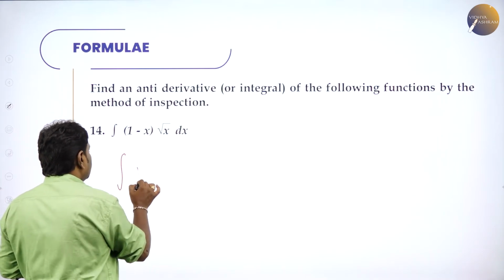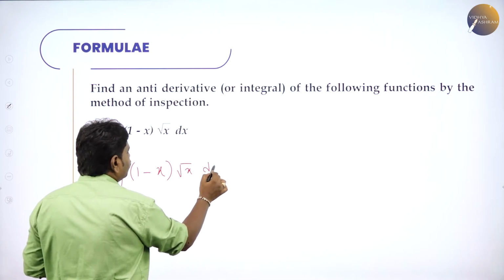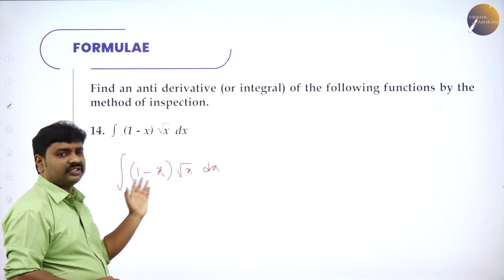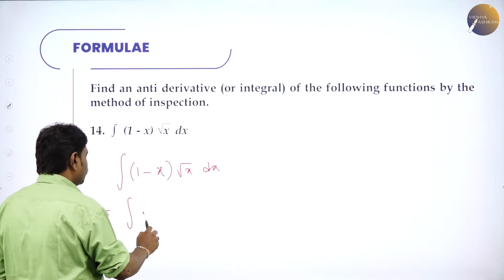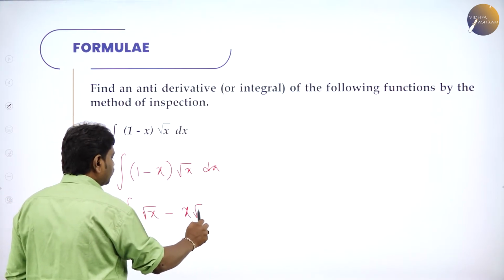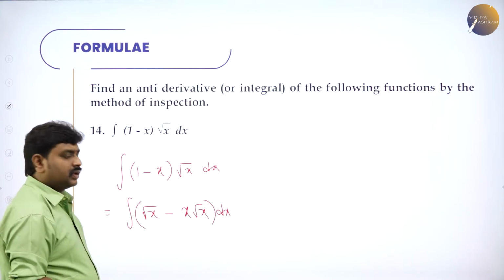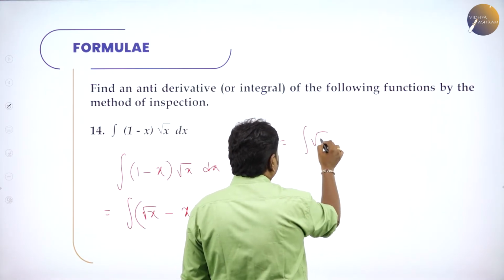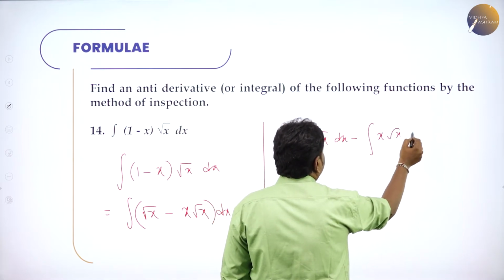integration of 1 minus x into root x. Very simple. Outside we have one term, in brackets we have two terms. First you multiply this, it will become simple. Multiply it. Can I write it as 1 into root x is root x, minus x into root x is x root x, dx. Now simplify this, it will become integration of root x dx minus integration of x root x dx.